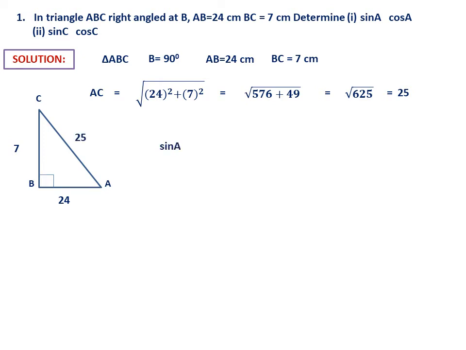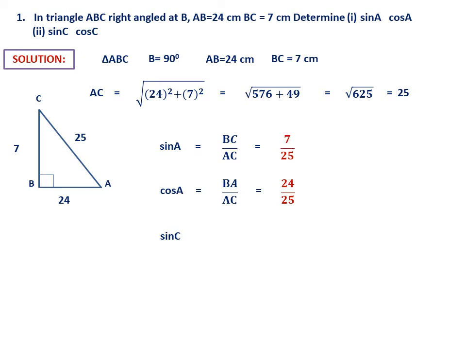Therefore now what I have to do is first find sin A. Sin A will be equal to, definition is opposite side, that is BC divided by hypotenuse AC. So this will be equal to 7 by 25. Similarly, cos A will be equal to adjacent side, that is BA divided by hypotenuse AC. So that will be equal to 24 by 25. So these are the two values.